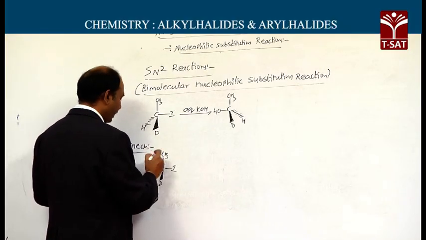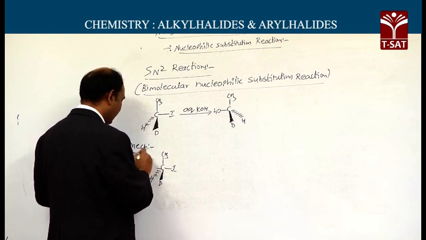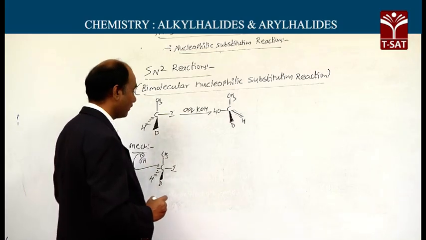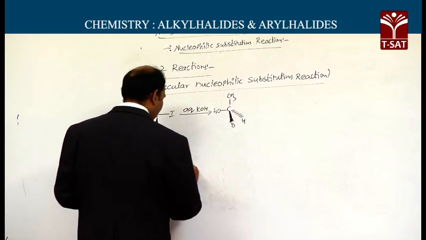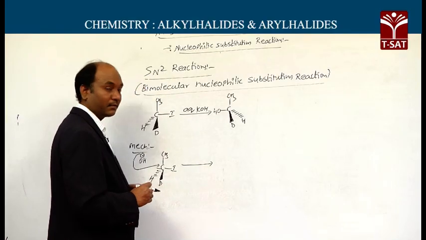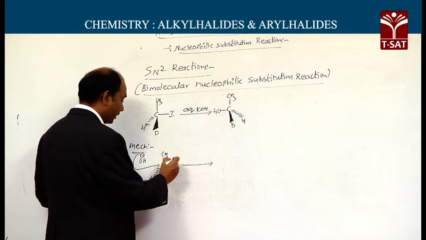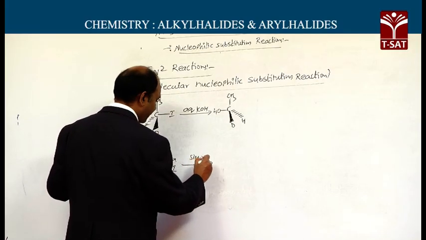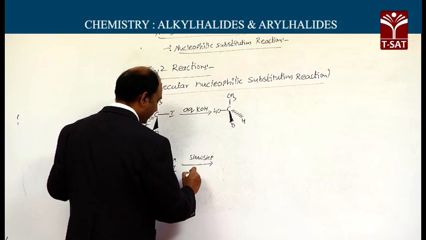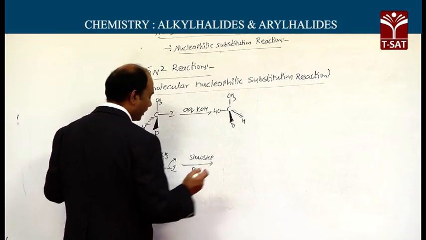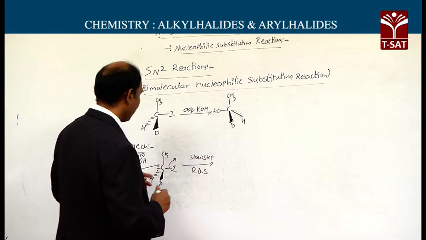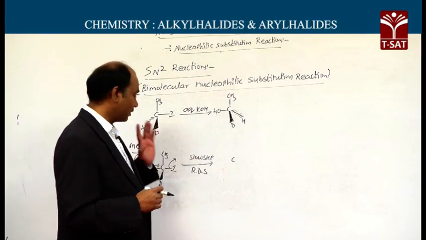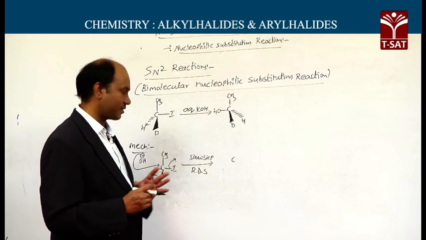Now the nucleophile is OH-. This OH- is attacking from the opposite side of the leaving group, from the back side of the leaving group. This I- is eliminated. Actually this is a slow step, and a slow step is always the rate determining step. This reaction proceeds through a transition state, and the reaction is completed within one step.